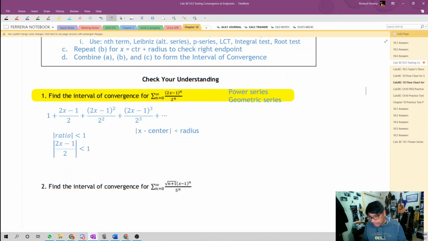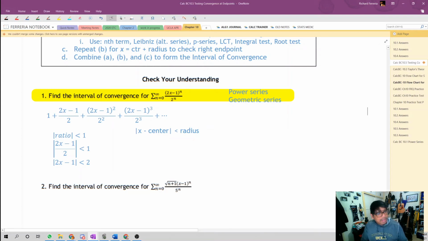The first thing you're going to do is multiply by 2. If you think back to your algebra days, if you have an inequality, you can multiply both sides by the same number. If the number happened to be negative, then you need to switch the inequality, but that's not going to happen here because we have absolute values. So let's multiply both sides by 2. And that gets us the absolute value of 2x minus 1 is less than 2.